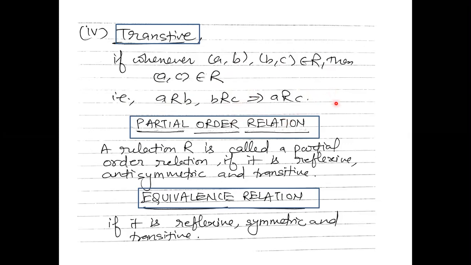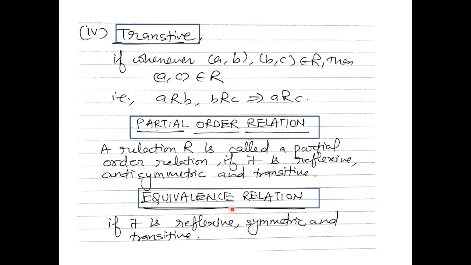So this is transitivity. Next definition is partial order relation. When do you say that a relation is partially ordered? A relation R is called a partial order relation if it is reflexive, antisymmetric and transitive. So if it follows all these three things, reflexivity, antisymmetry and transitivity, then we say that the relation is a partially ordered relation. Next, equivalence relation. You must be knowing what an equivalence relation is.